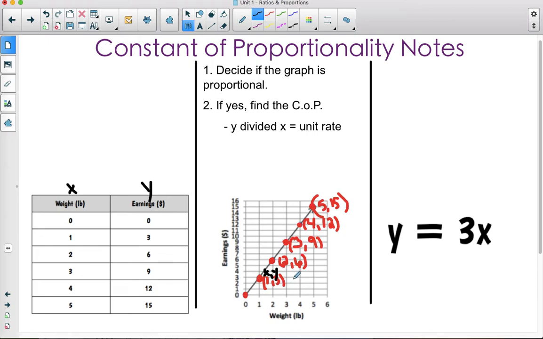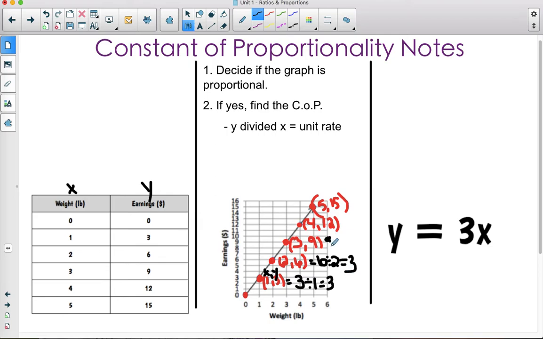So to be able to find the unit rate, we have to take our y value divided by the x value. In this case, it's going to be 3 divided by 1, and that equals 3. But it's not enough to just find that for one of these. We have to find it for all of these. So when I take the second point, I have 6 divided by 2 equals 3.